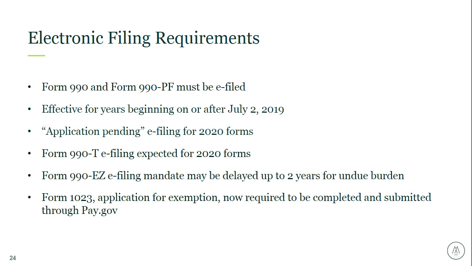For example, if you had a name change, or for short year and short period returns that were not marked final, and for returns for those that are not recognized as exempt yet. Although the IRS is hoping to get these application pending organizations e-filed as well for 2020. They're also trying to get the 990-T to be e-filed for 2020, as well as the EZ, but the EZs might take a little bit longer.